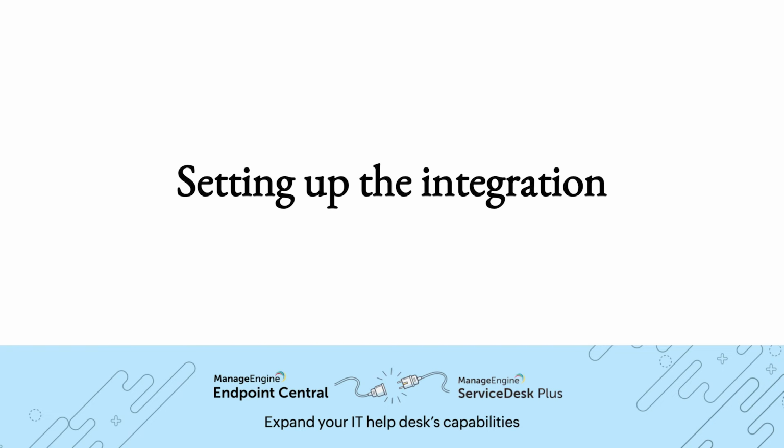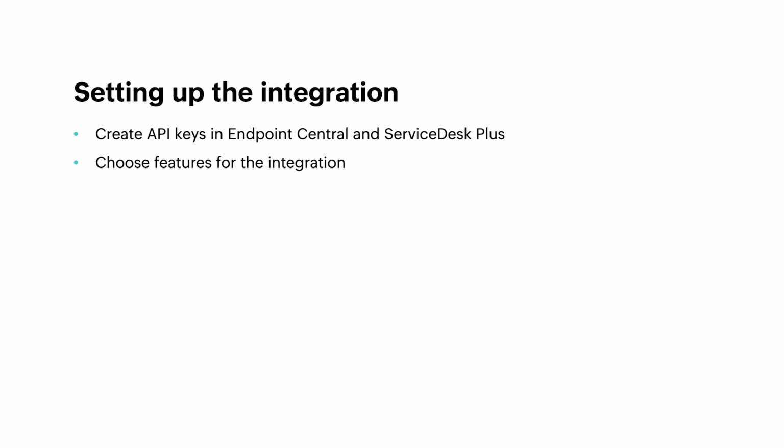We'll move on to the setting up of integration and how to set up the integration with Endpoint Central on-prem. To set up the integration, we need two key things, which are API keys from both Endpoint Central Server and ServiceDesk Plus, and as well as you need to choose what are the features to be integrated. So let me go to the console and I'll explain it from there.